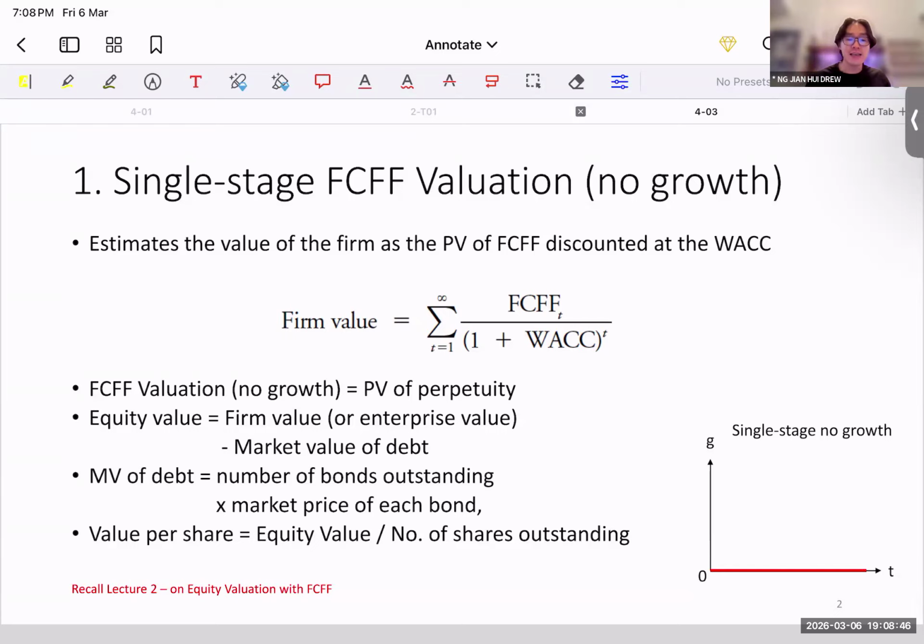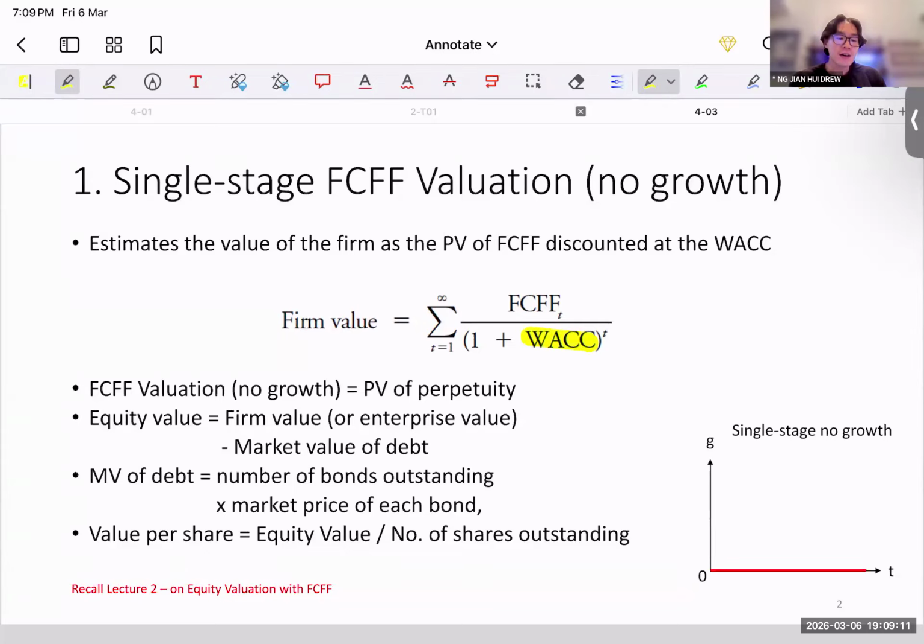FCFF and FCFE. And so because FCFF is debt and equity, what we have discussed in lecture two is that in terms of discount rate, we are going to use the WACC, right? Because we are going to consider the weighted average cost of capital, which is debt plus equity, in our calculation of the firm value, where we value it using the FCFF, right?